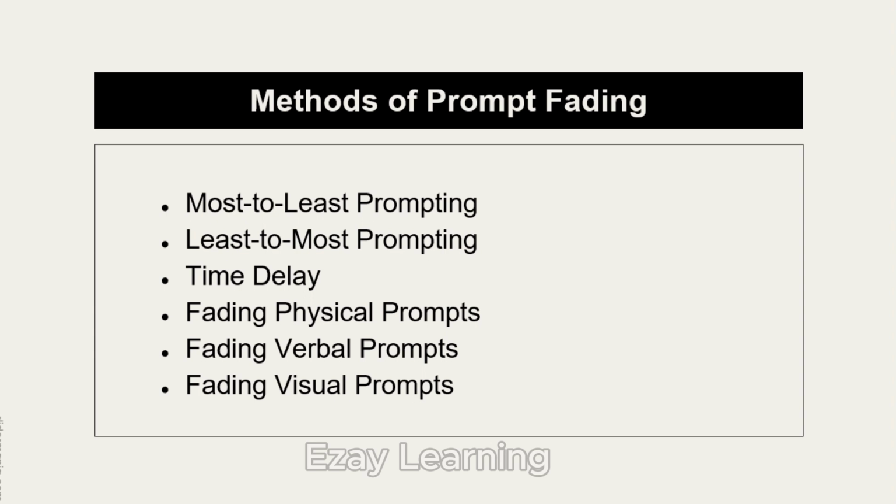Fading physical prompts. Reduce the intensity of physical guidance. For example, moving from full hand over hand assistance to light tapping or pointing. Fading verbal prompts refers to reducing the amount or specificity of verbal instructions. For example, move from "pick up the red block and put it on the table" towards "what's next?" You are basically reducing the amount of verbal instructions.